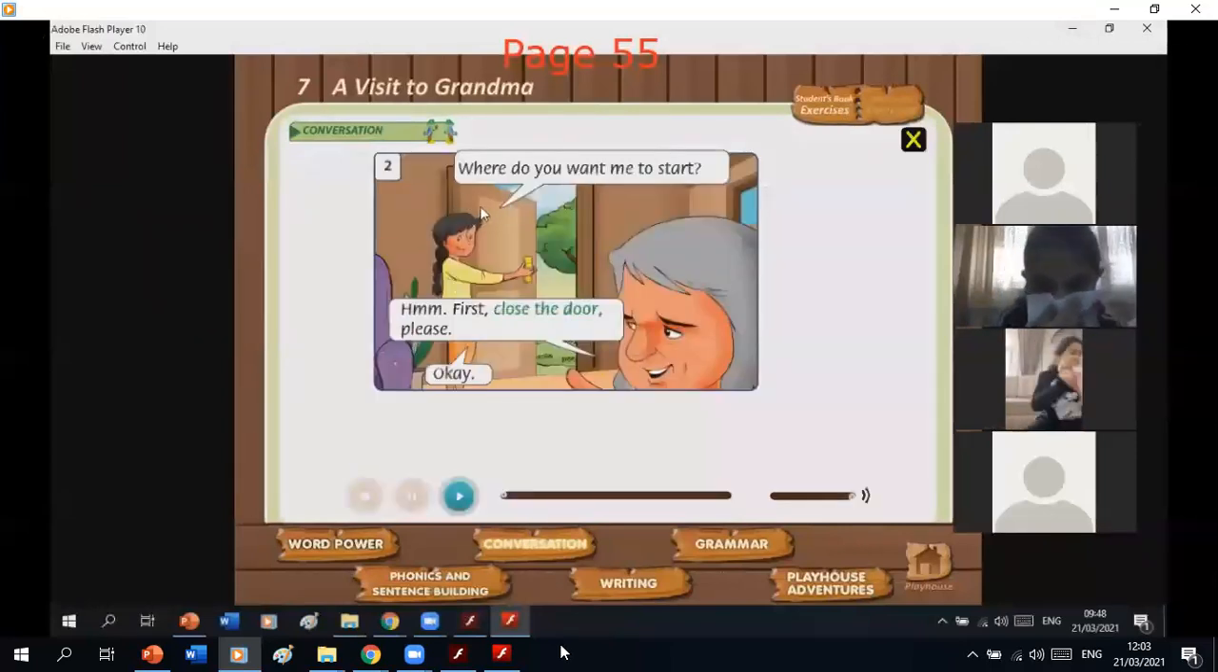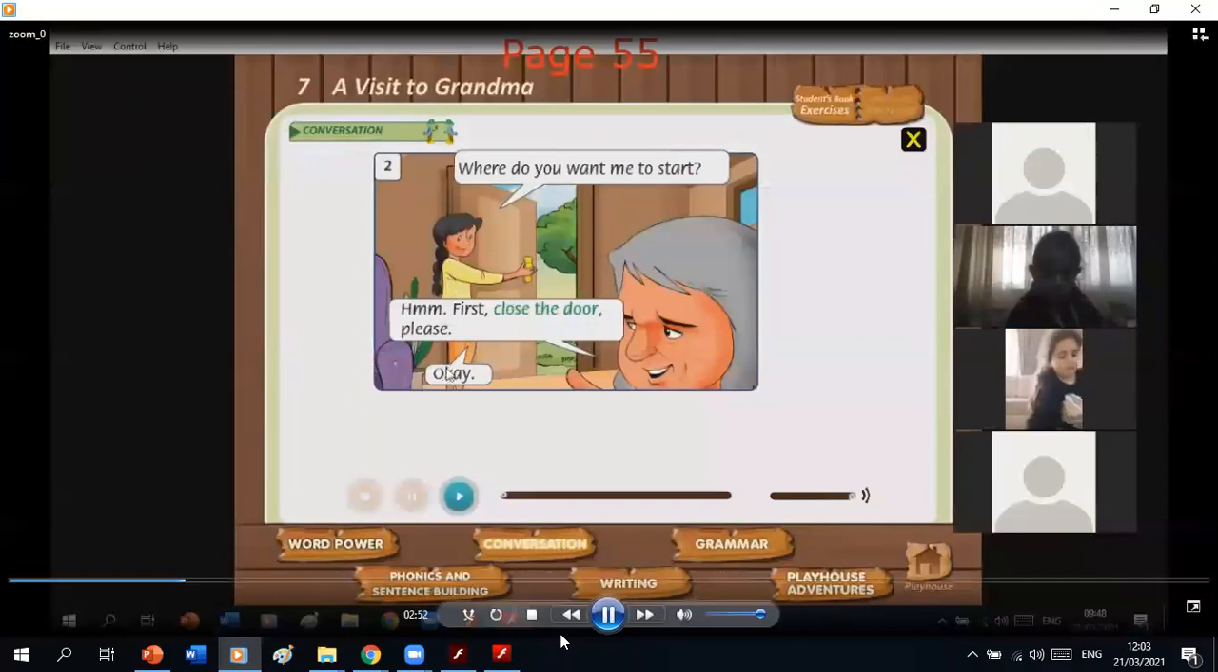Lily says, where do you want me to start? Grandma says, first, close the door, please. Lily says, okay.